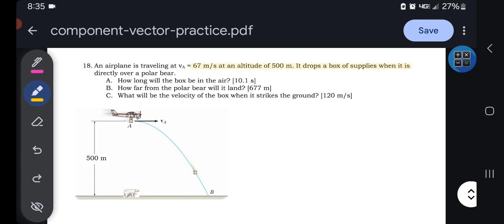Alright, airplane traveling at this rate. Oh, the highlighter gets kind of crazy, of course. Altitude, it drops off a box of supplies. Alright, so let's make our XY table. Pause the video now if you haven't done it already.